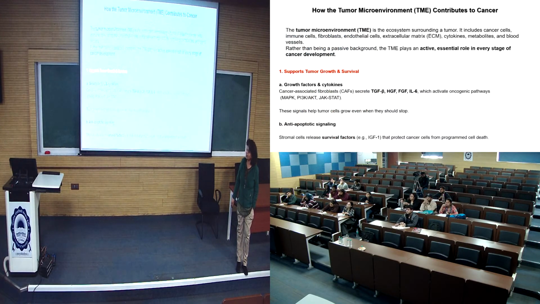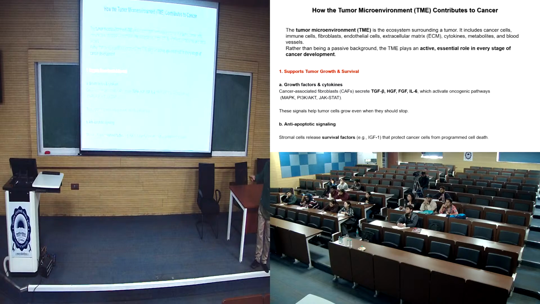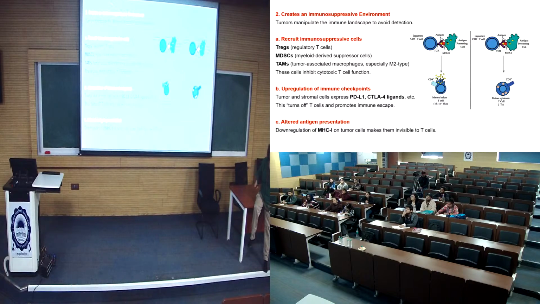So very quickly, how the tumor microenvironment supports tumor growth. It supports tumor growth and survival. Let's not go into the details. I have put the details here so that you can always go back and look at them if you want, but I'm going to go through the main things only. The tumor microenvironment is highly conducive to supporting tumor growth and survival. They secrete all the survival factors to resist cell death and to promote tumor growth. They create an immunosuppressive environment.